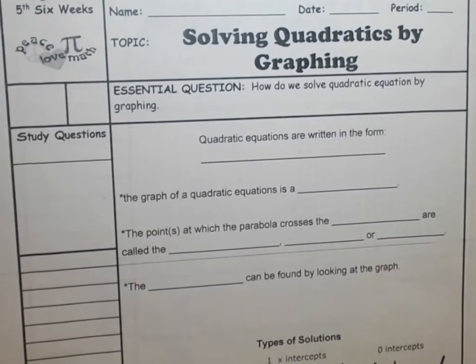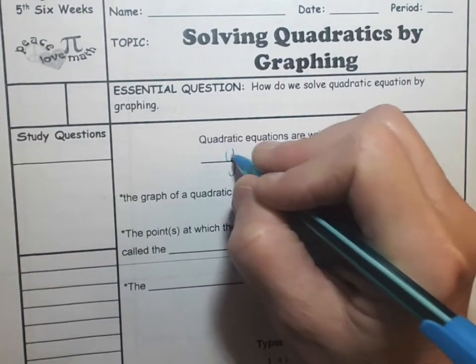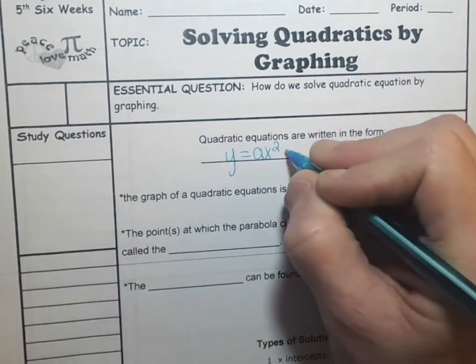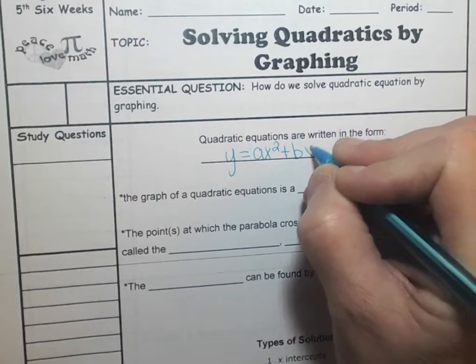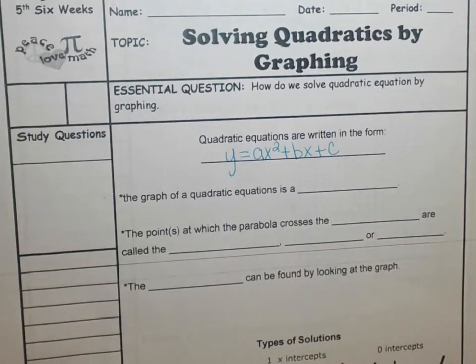Okay, so today we're going to begin to solve quadratics by graphing. The essential question for us in this section is, how do we solve quadratic equations by graphing? First of all, quadratic equations are written in the form y equals ax squared plus bx plus c. This is what we refer to as standard form.